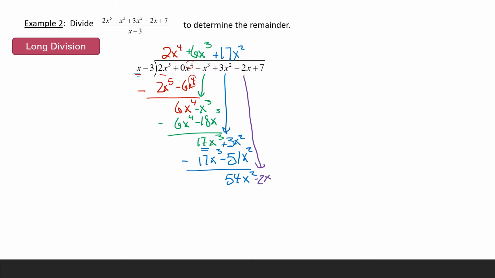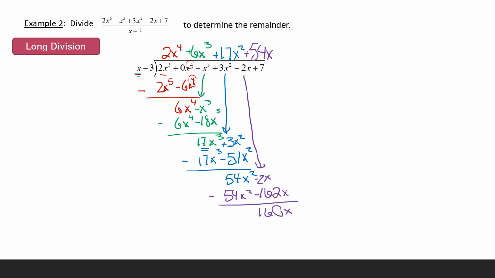Divide, and we have a 54x up here. Multiply it back in. That's 54x squared minus 162x, and subtract. This becomes addition, so that's 160x.